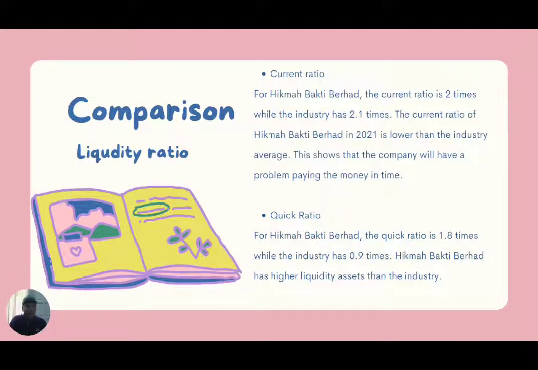We continue with the comparison. As for liquidity ratio, there is current ratio and quick ratio. For current ratio, Hikmah Bati Berhad is 2 times, while the industry has 2.1 times. The current ratio of Hikmah Bati Berhad in 2021 is lower than the industry average. This shows that the company will have a problem paying the money in time. As for quick ratio, Hikmah Bati Berhad is 1.8 times, while the industry has 0.9 times. Hikmah Bati Berhad has higher liquid assets than the industry.